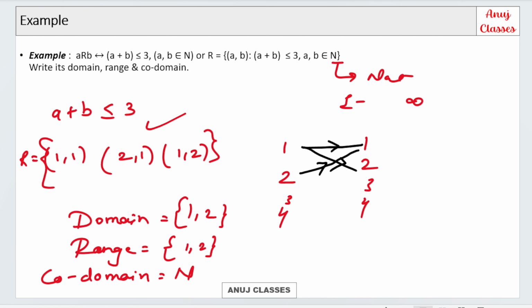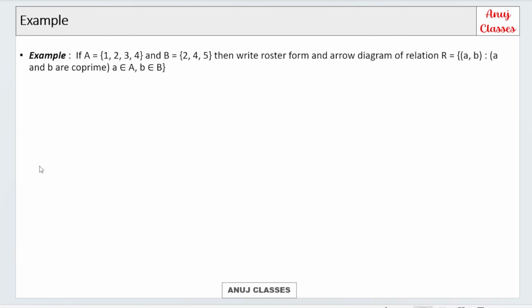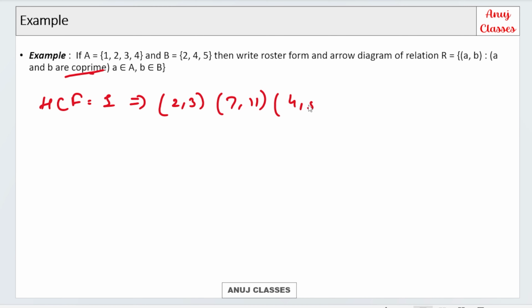Now we will see another example, and here we have the term coprime. Coprime means numbers for which the highest common factor is 1. Now I can give some examples, like 2 and 3, or 7 and 11, or 4 and 5. All the numbers which have their HCF equal to 1, we can say they are coprime to each other.